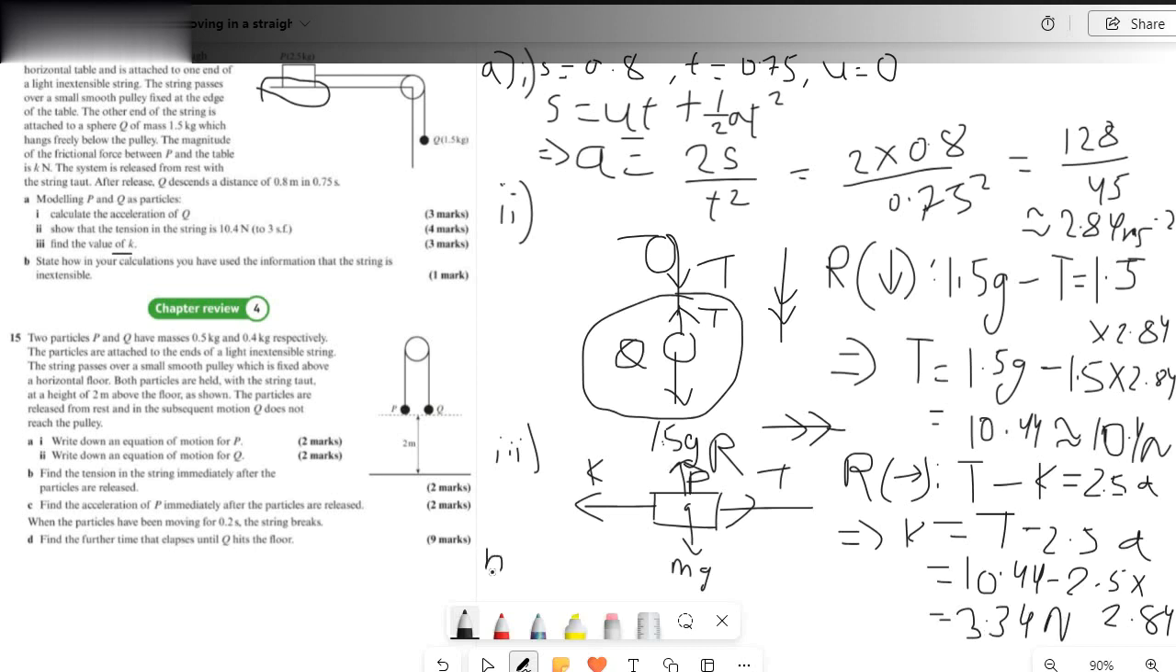And so in part B, we have to state how in our calculations the information that the string is inextensible has been used. Referring back to our modelling assumptions, we know that inextensible means that the acceleration is the same for both objects. So the acceleration, or a, is the same for both P and Q.